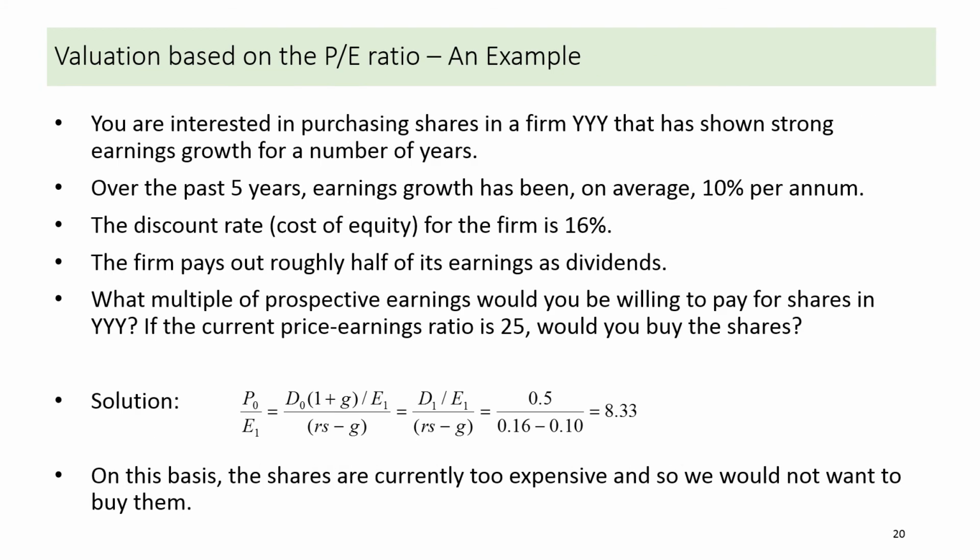Here is an example on how to apply the PE ratio to value stock. Based on the dividend payout ratio of 50%, discount rate of 16%, and growth rate of 10%, the fair PE ratio of the firm is 8.33. If the current market PE ratio is higher than 8.33, the stock is overvalued or too expensive, and we would not want to buy them.